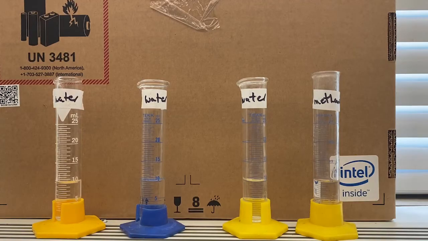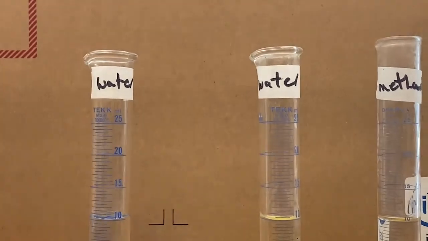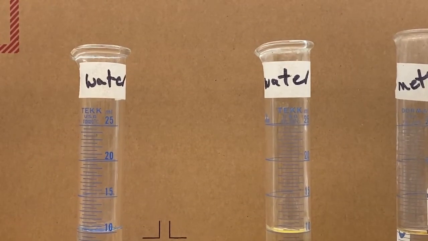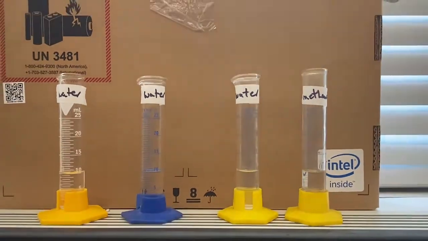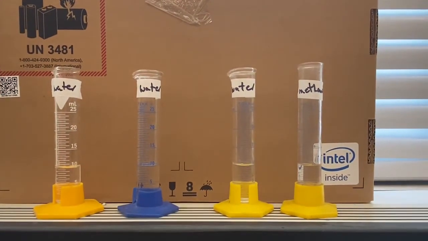All right, so here we have 4 graduated cylinders. And if you look very carefully at each one of them, if you zoom right in, and we'll try zooming in on this one right here, we can see that it has exactly 10 milliliters. So each one of these graduated cylinders has exactly 10 milliliters of liquid in them.